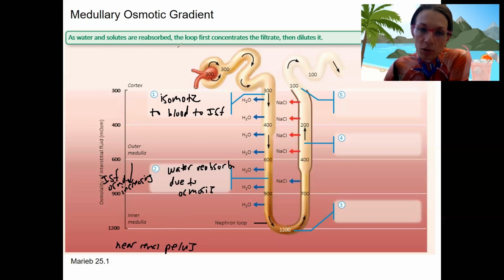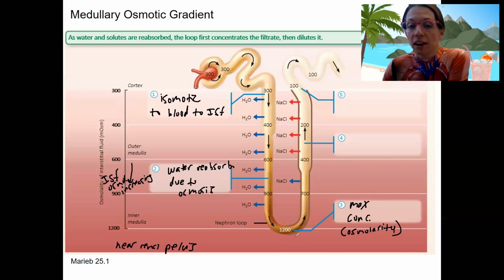So this is where water is reabsorbed, first concentrating the filtrate, and then we're going to go back up and dilute it. So here is the maximum concentration in terms of osmolarity that our filtrate's going to get. This is going to depend on how far that loop dips into the medulla. It's going to be equal to the osmolarity in the renal medulla wherever this nephron loop dips down to. So again, this would be a loop that goes all the way down into near the renal pelvis. A cortical loop would not reach that same max concentration.